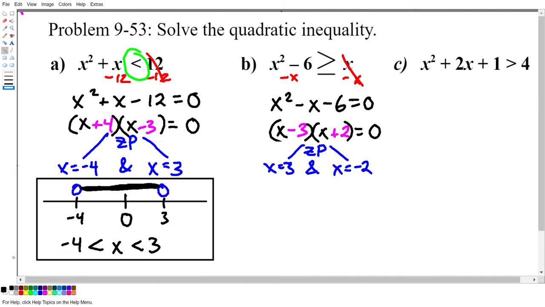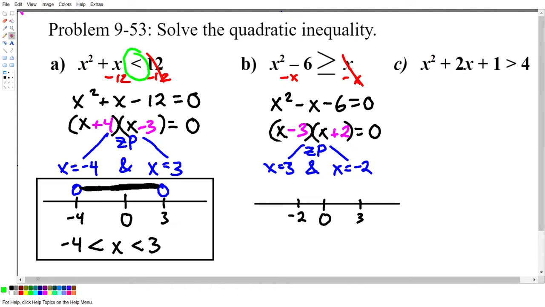Okay, what I'm going to do next is draw a number line, just like before, and graph my boundary points. So let's put the placeholder of 0 there. Let's put negative 2 right there and positive 3 right there.